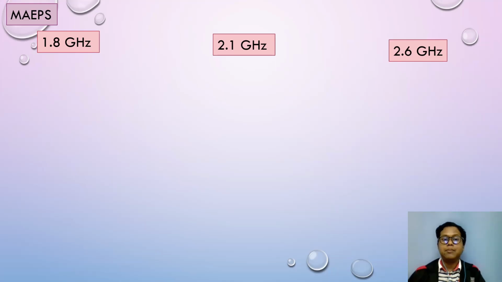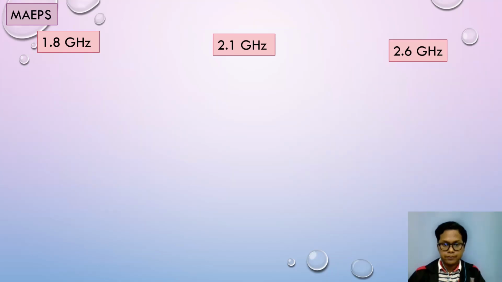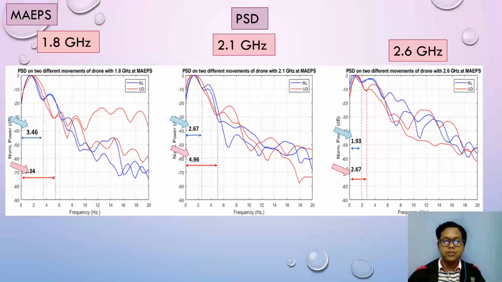Next location is Maes. For the time domain, it also shows the same result, which is the time taken for RL is longer than UD. And this is also for the same reason, which is due to the cross-sectional areas. As for the PSD, it shows that RL has a lower Doppler frequency than UD because the time taken is higher, so the frequency will be lower.